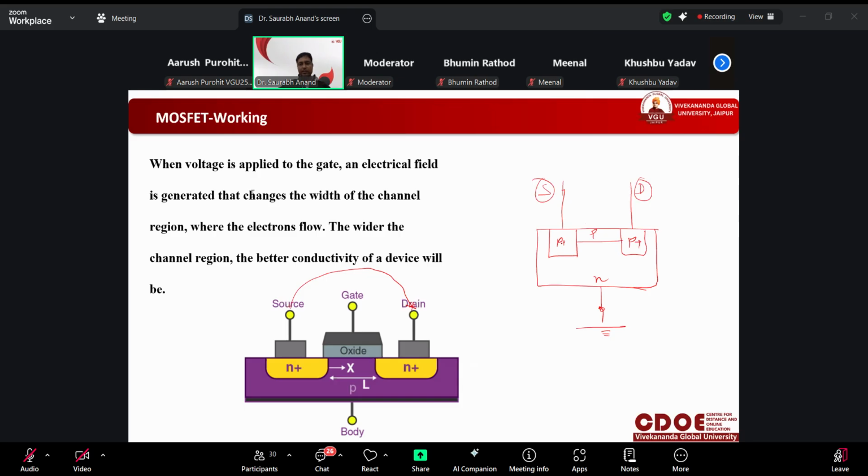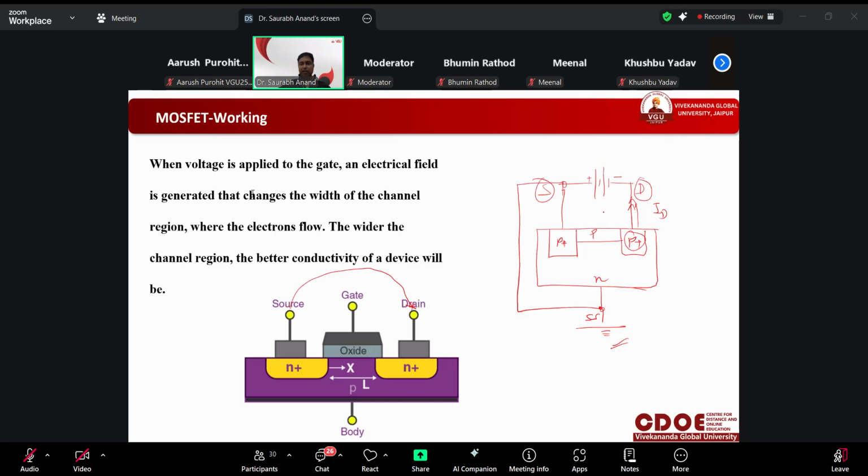What is the need? The holes should be attracted, meaning they should come outside. So we can connect the battery like this. The negative terminal of the battery will attract the holes outside, then current will flow. So current will flow outside, so ID will also be outside. And this source and this SS will be grounded.